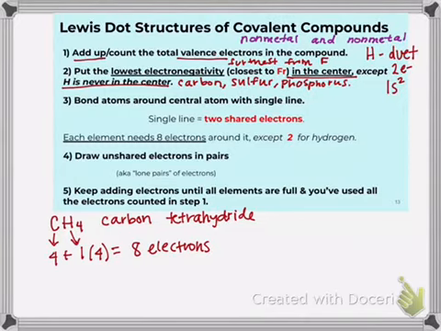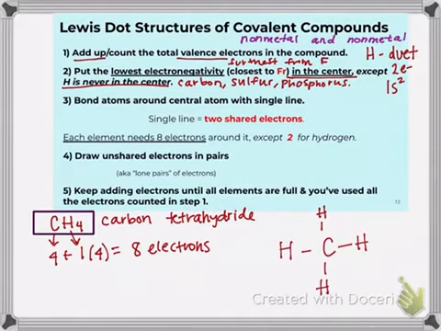Then what you're going to do is bond the atoms around the central atom with a single line. That's the first thing you're going to do. So here I have carbon tetrahydride. Carbon is going to be my central atom, and now I need to bind 4 hydrogens to this carbon. So I'm going to go ahead and bind 4 hydrogens: 1, 2, 3, 4. And just like that, I have my structure.